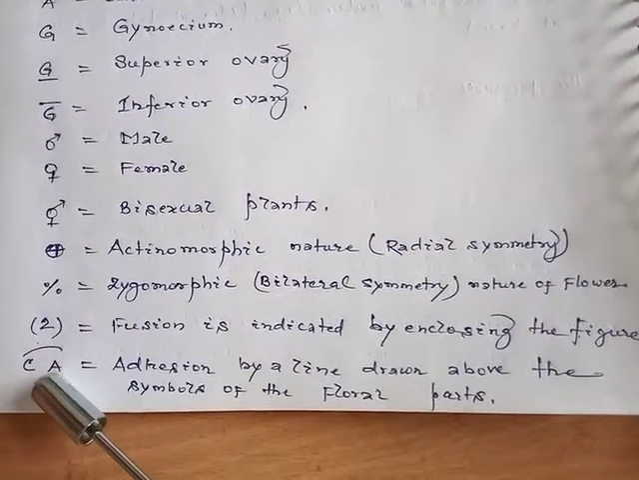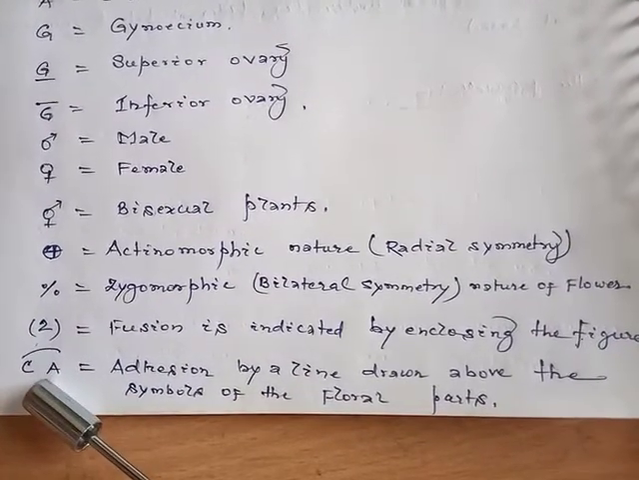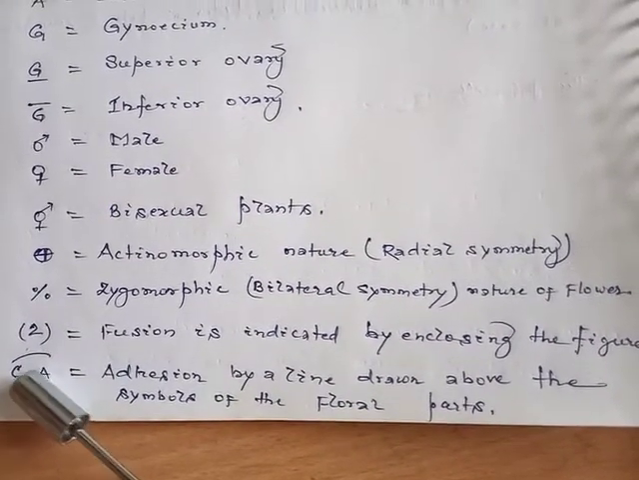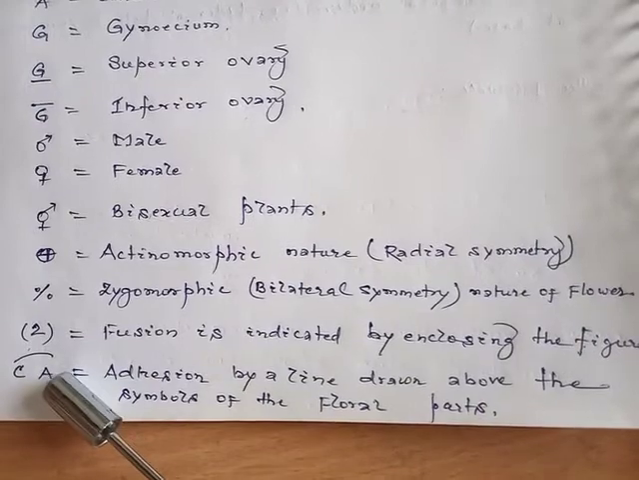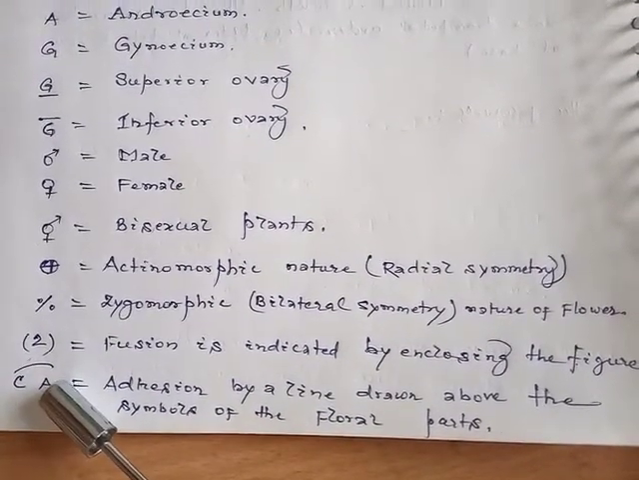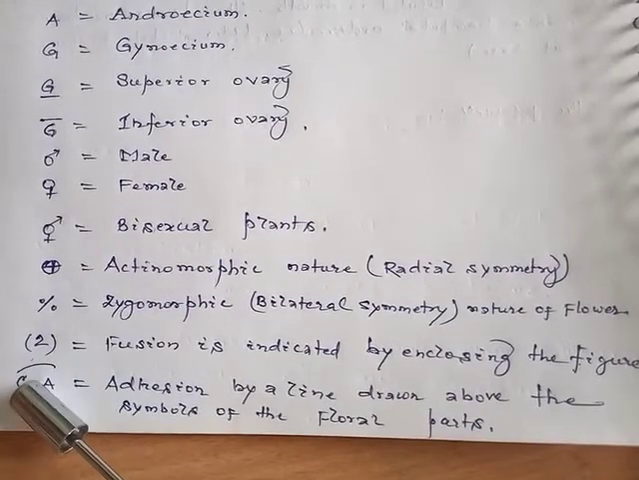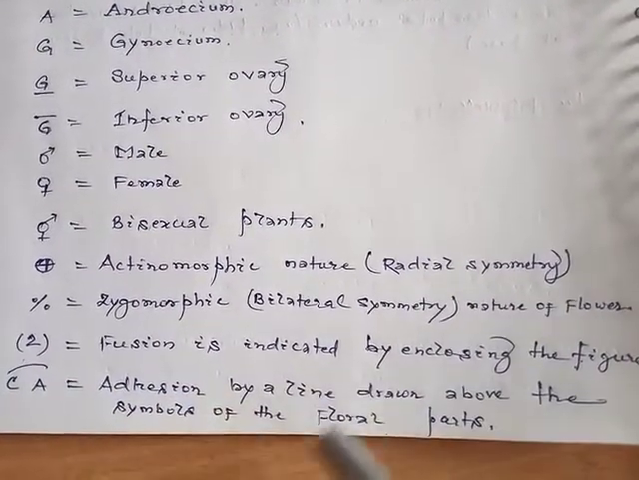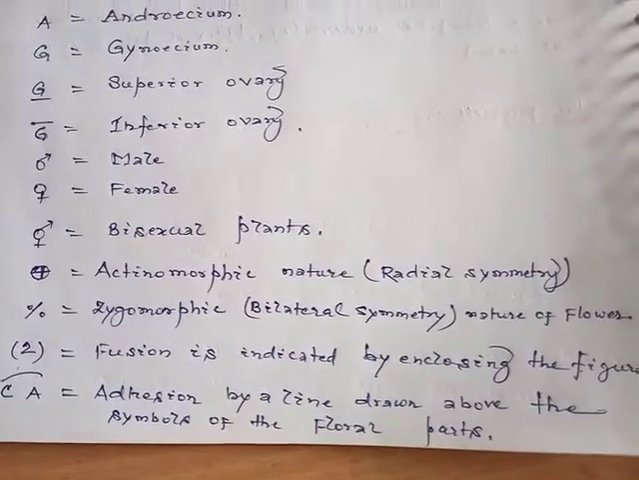We may come across the letter C representing corolla and A for androecium. When the androecium is fused with the petals, meaning the male part, the stamens, are fused with the petals, this adhesion is shown by a line drawn above the symbols of the floral parts.